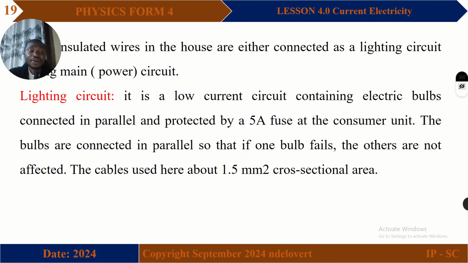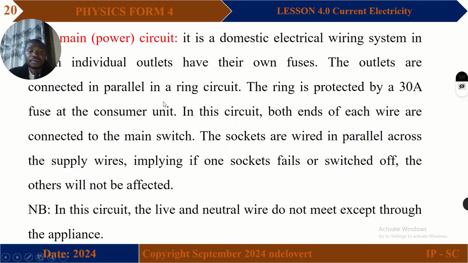And we have the ring power circuit, or the main circuit, which is a domestic electrical wiring system in which the individual outlets have their own fuses. The outlets are all connected in a ring, in parallel, and the ring is protected by a 30-amp fuse at the consumer unit. At both ends, each wire is connected to the main switch. The circuits are wired in parallel across the supply wires, implying that if one socket fails, the others keep working. In this system, the live and neutral do not meet, which helps you avoid getting shocked when using these systems.